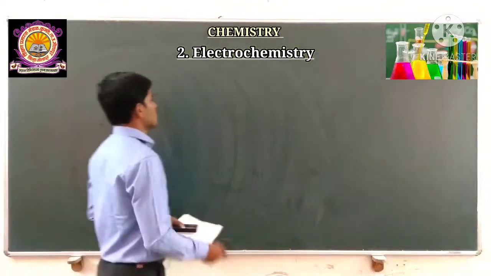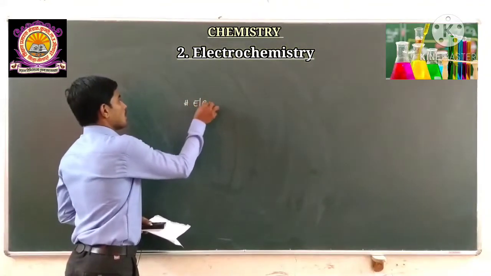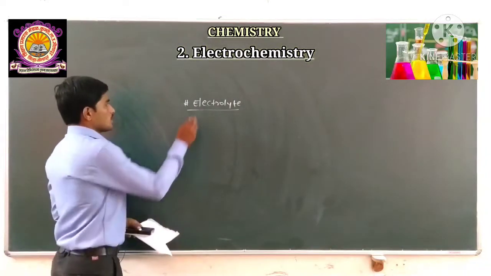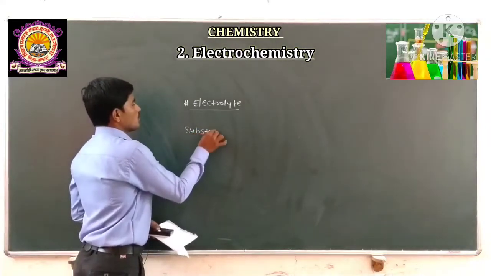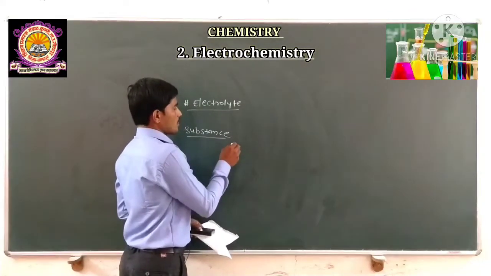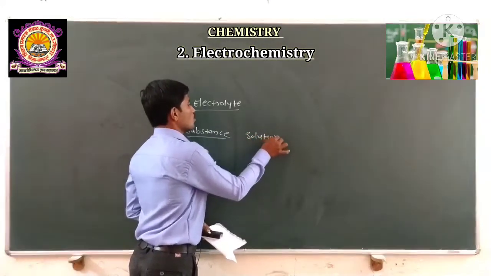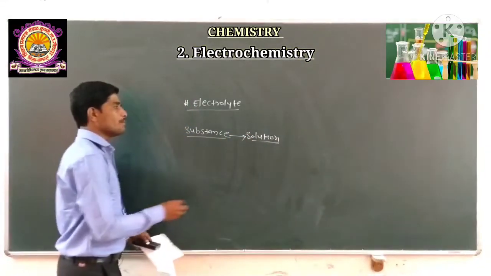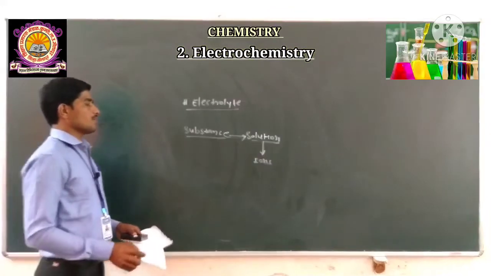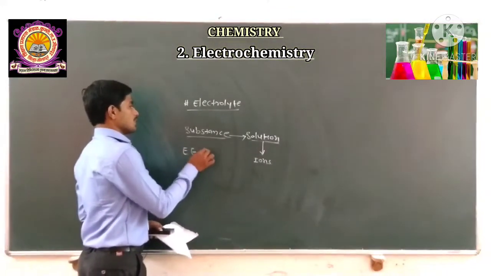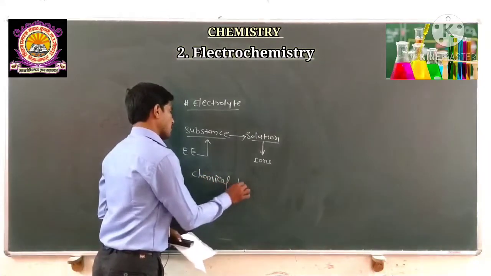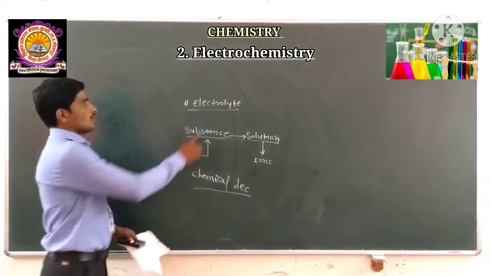At first, in this topic, we will understand what is meant by electrolyte. So, friends, this electrolyte is nothing but one of the substances, and when we place this substance into solution, it liberates ions. And if we pass electrical energy into that substance, then chemical decomposition will take place. What is the definition of the word electrolyte?